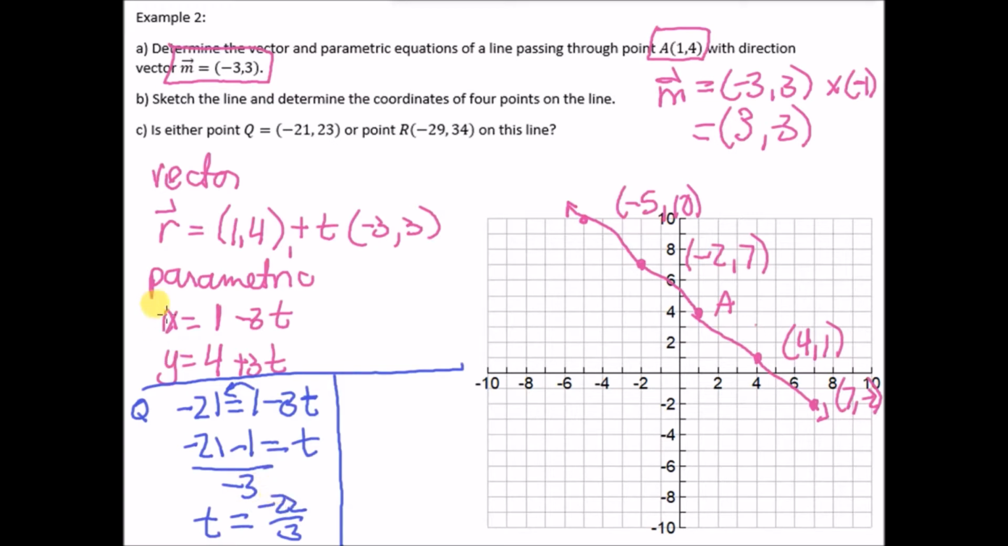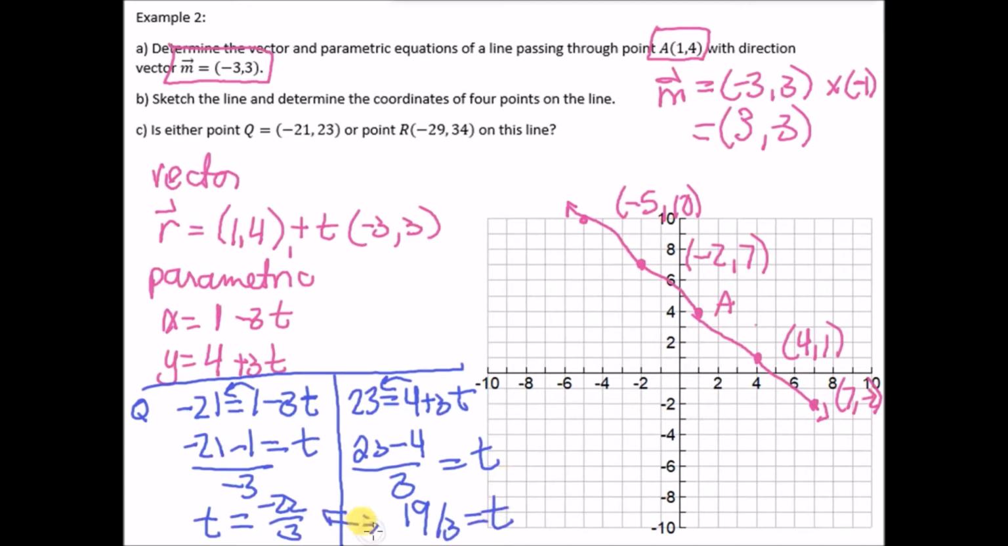And what we want to do with that is we can take one of two approaches. We can sub this into the parameter for y and see if we get 23, or we can solve for the parameter using the 23. So if we choose to solve for the parameter using the 23, 4 plus 3t, we'd bring that over. We'd have 23 minus 4 divided by 3. And I get 19 over 3 equals t. Because these parameters are different, therefore, Q does not lie on this line.